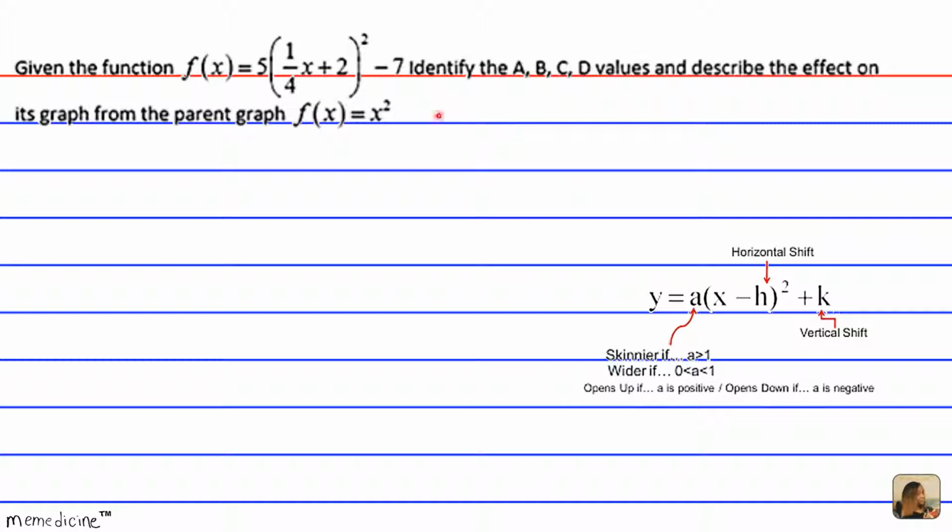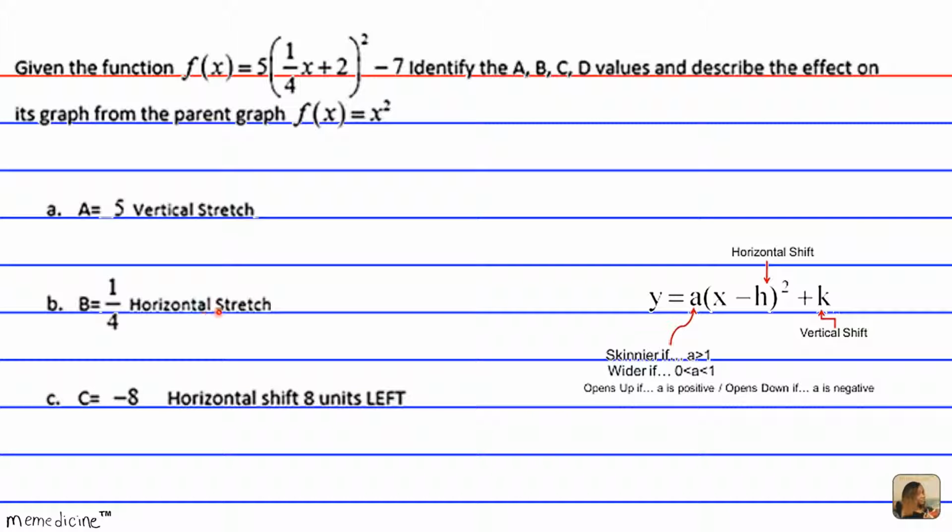So let's now get into the modifications. Back to 5: multiplying 5 times x squared is going to create a vertical stretch, or make the parabola skinnier. So it's going to stretch it out. Now as for b, we see that b is another coefficient, 1/4. It's going to create a horizontal stretch, meaning it's making x squared wider.